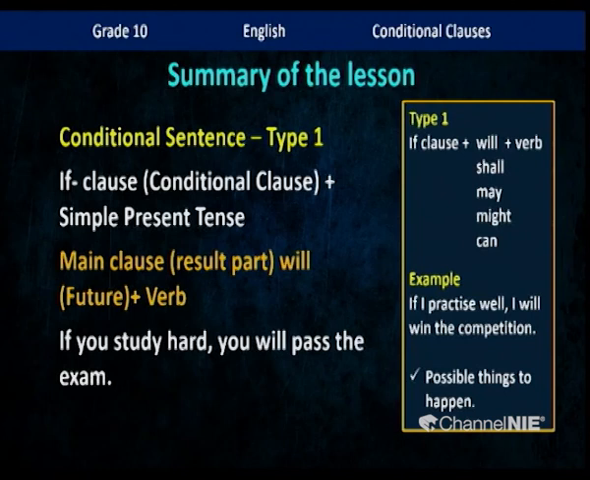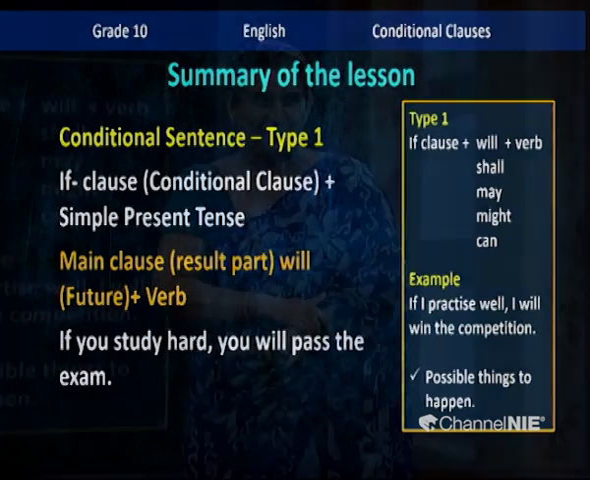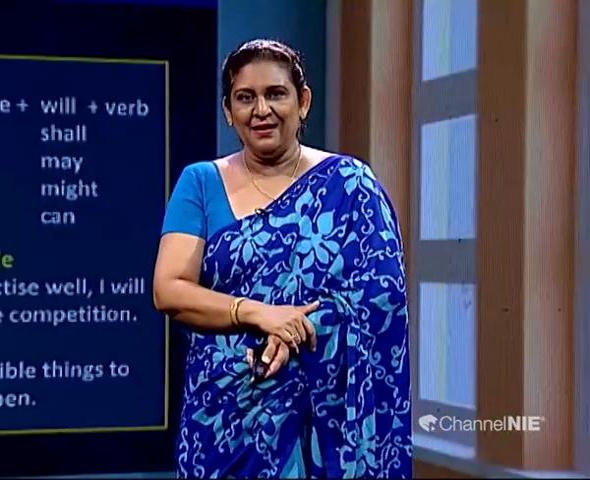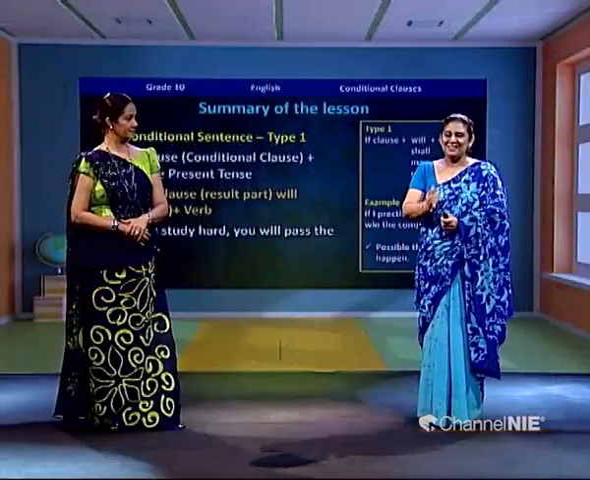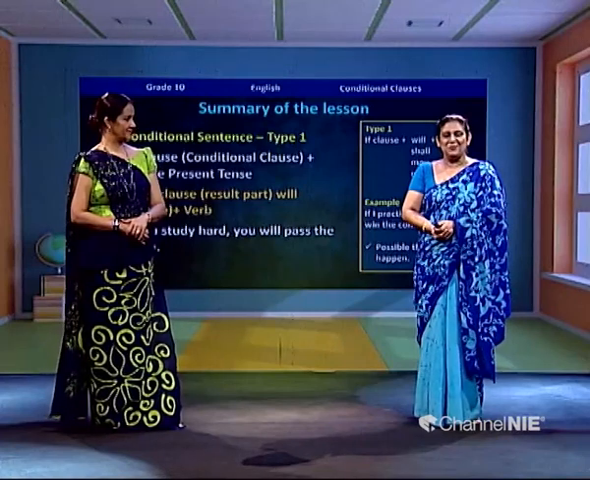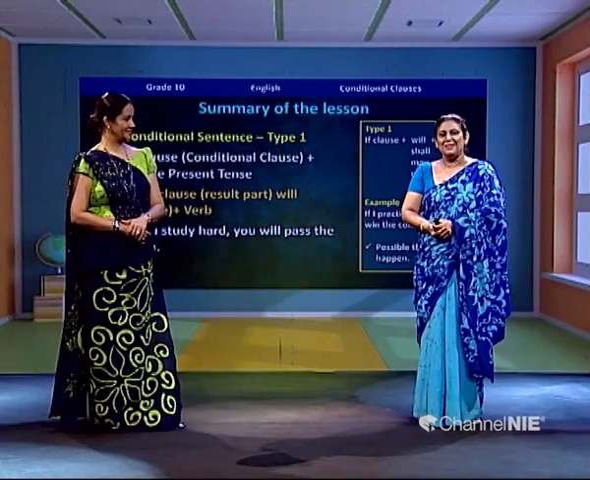I will give you an example once again. If you study hard, you will pass the exam. If that condition is fulfilled, the result will happen. So, in type 1, you can use simple present with either will, can, may, the future form with the verb. So, next time we will meet you again with another if type.